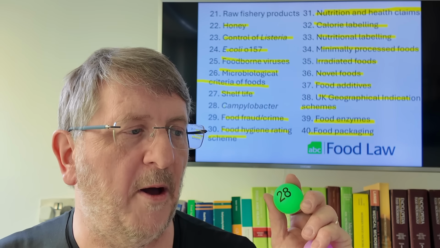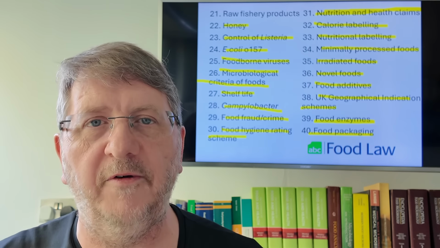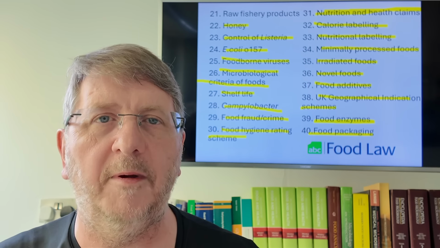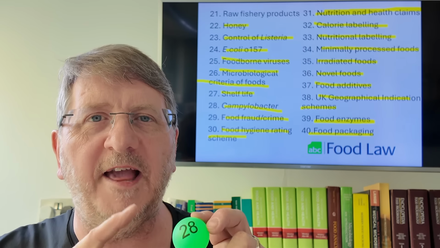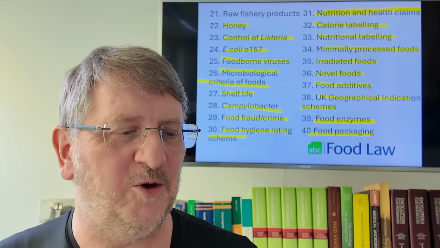Number 28 is Campylobacter, another food poisoning bacteria out there. Can be found in the environment, but can be associated with things like raw meat, milk. So it is a food hygiene issue.